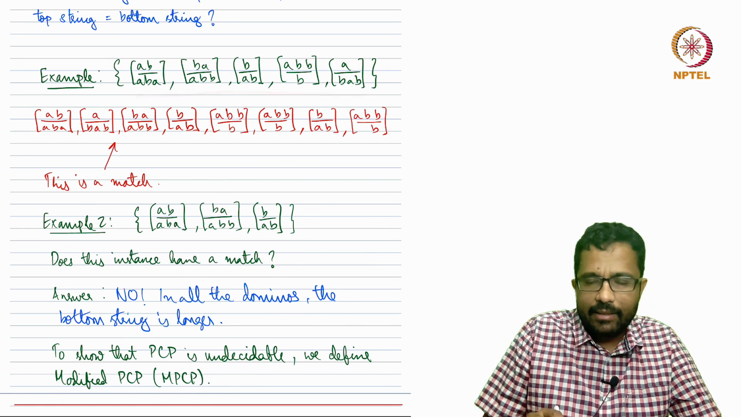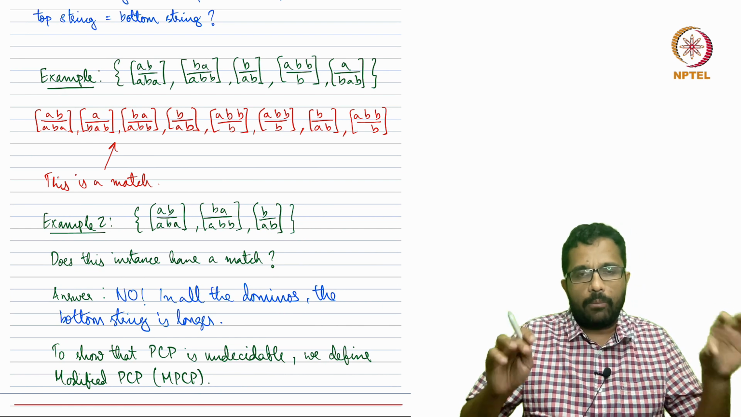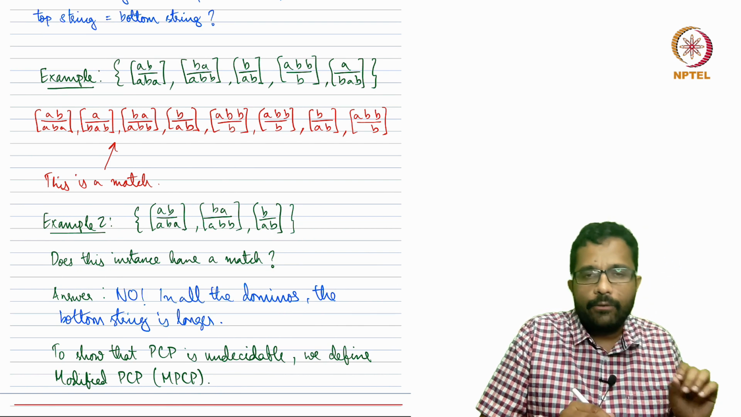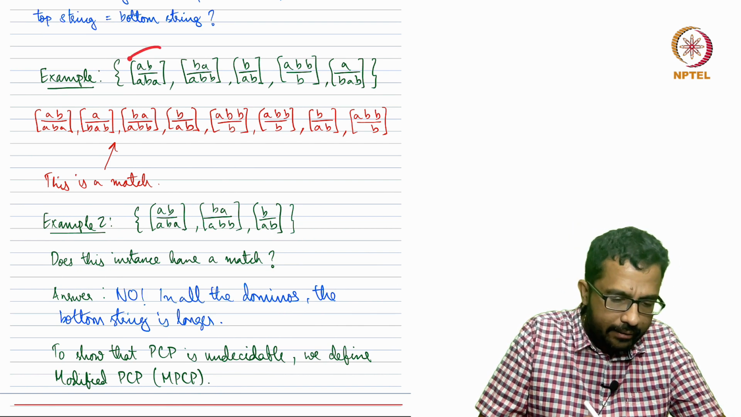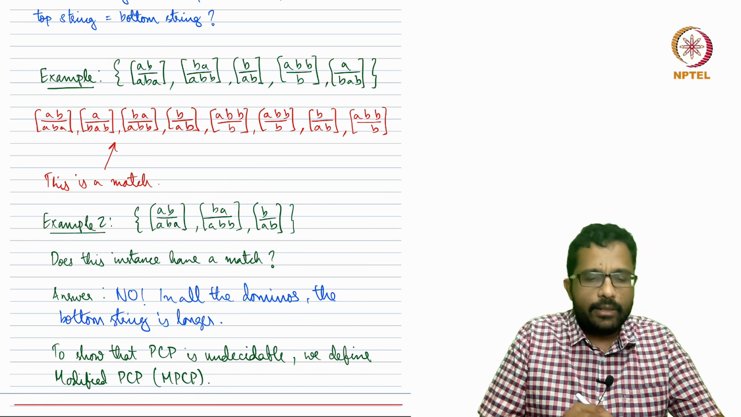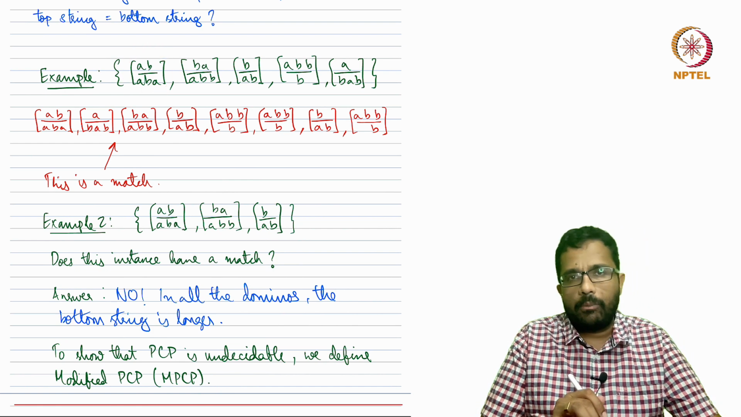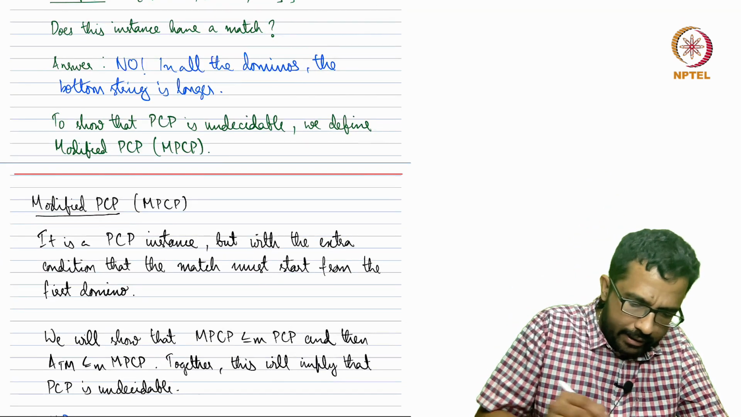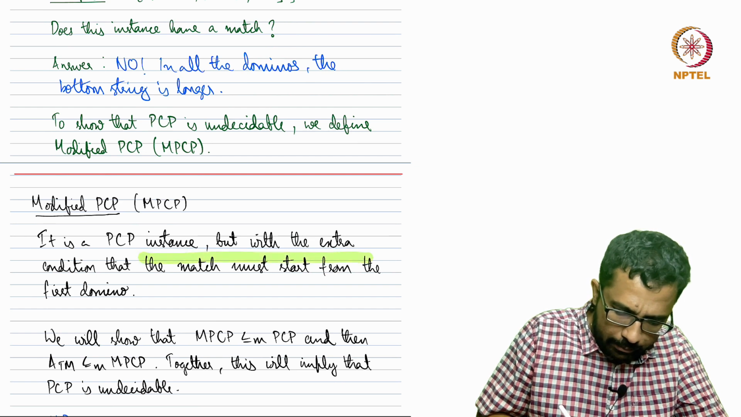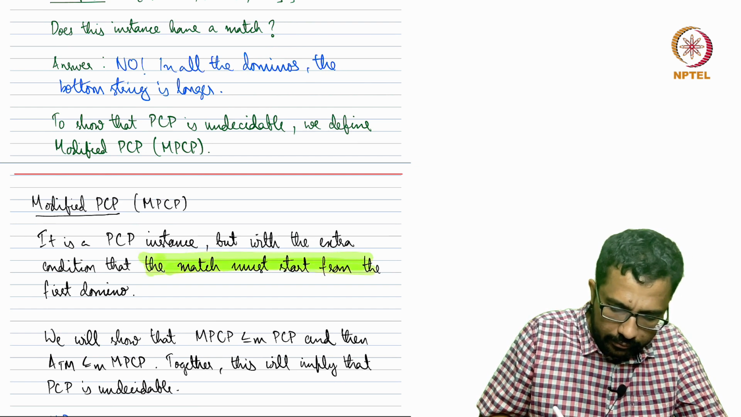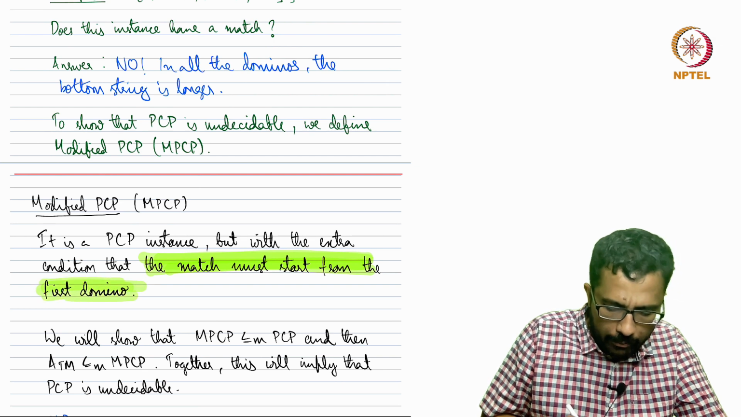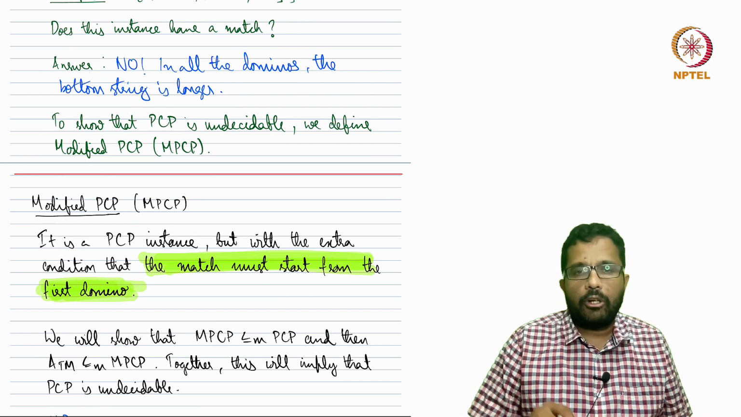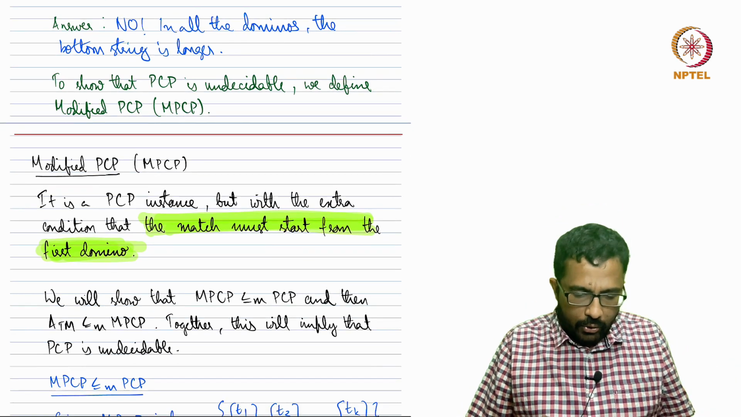The instance is exactly like this. We have to construct a match where the top and the bottom strings match. But now I will give you an additional constraint: the match has to necessarily begin with the first domino. So that is the modified PCP, with the additional condition that the match should always begin with the first domino. So the first domino should be the starting point. In PCP there is no such constraint. I could put whichever domino first.